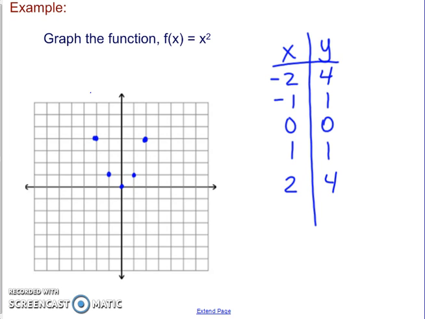And if we look at this, this is symmetric. The x values are opposites, one's a positive and one's a negative, but they have the same y value. So when x is -2, y is 4. When x is positive 2, y is also 4. So it's going to be symmetric about the y-axis. If I were to draw a line down the middle and fold this on top of each other, it would line right up.